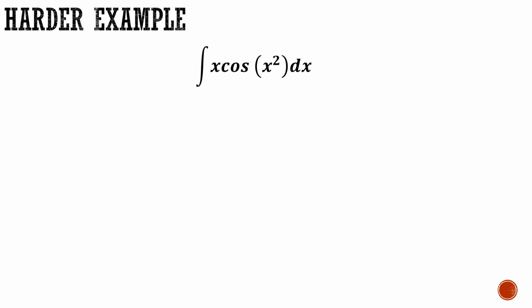All right, so here's a little bit of a harder example, but we've done one like this already, so you should be okay. Again, I'm going to find my inside function, which looks like x squared. So I'm going to let u be x squared, and then du is going to be 2x dx, but I don't need the extra 2. So I'm going to divide by 2.